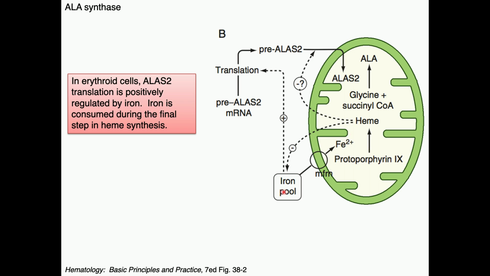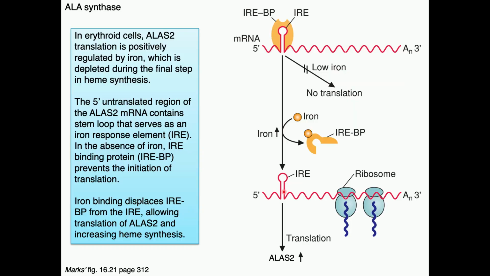the iron pool. So the regulation of ALAS2 expression is at the level of regulating the access of the ALAS2 mRNA to the ribosomes. So it's a regulation at the translational step of gene expression, and it's directly sensitive to the amount of iron within the cells. So I'm not sure if Dr. Cormier talked about iron regulatory proteins or iron response elements. Did he touch on this in gene regulation? Yes? Okay. All right, so hopefully this will be somewhat familiar to you.